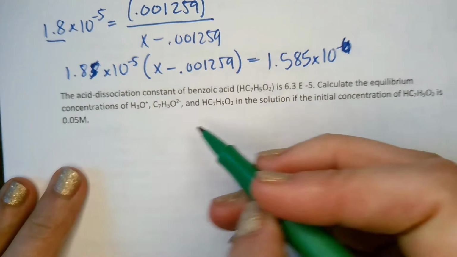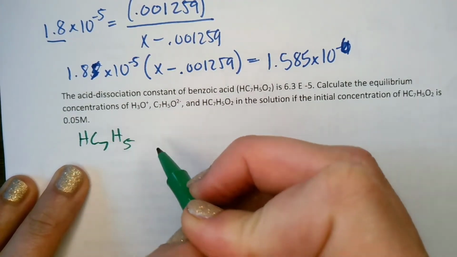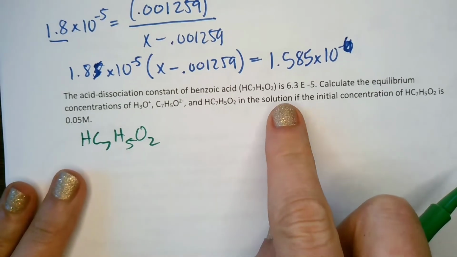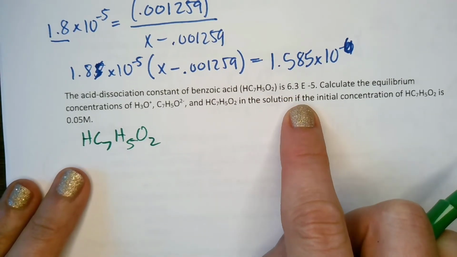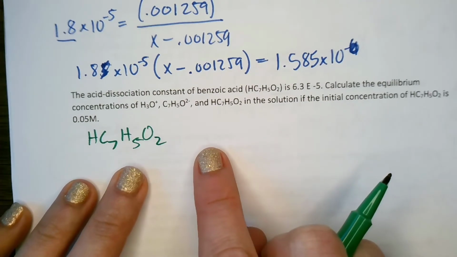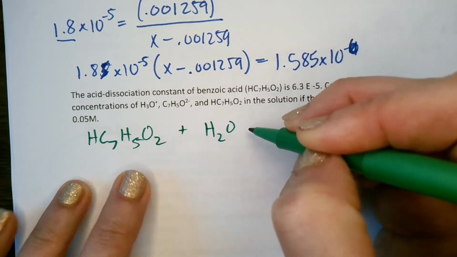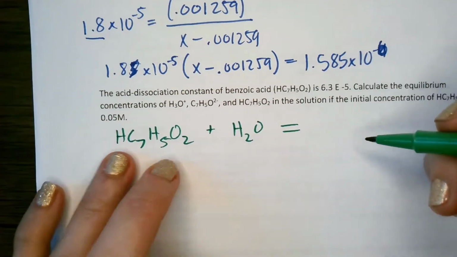Let's keep working. Let's look at this one. The acid dissociation constant of benzoic acid, HC7H5O2, is 6.3 times 10 to the negative 5th. Calculate equilibrium concentrations. Well, first, let's write out our equilibrium.